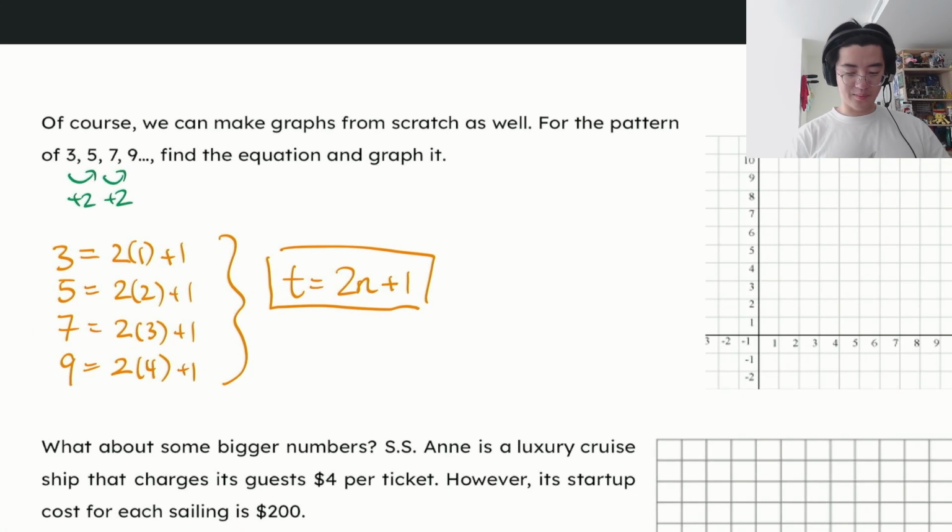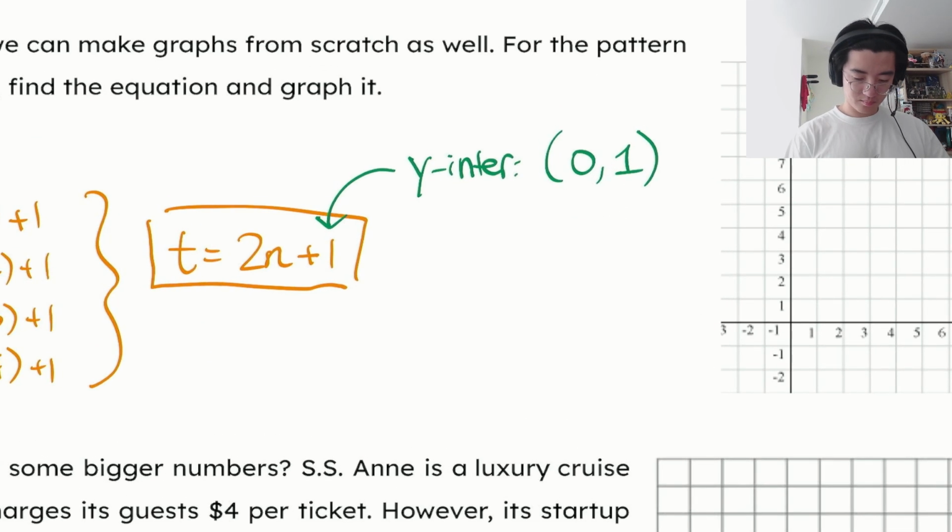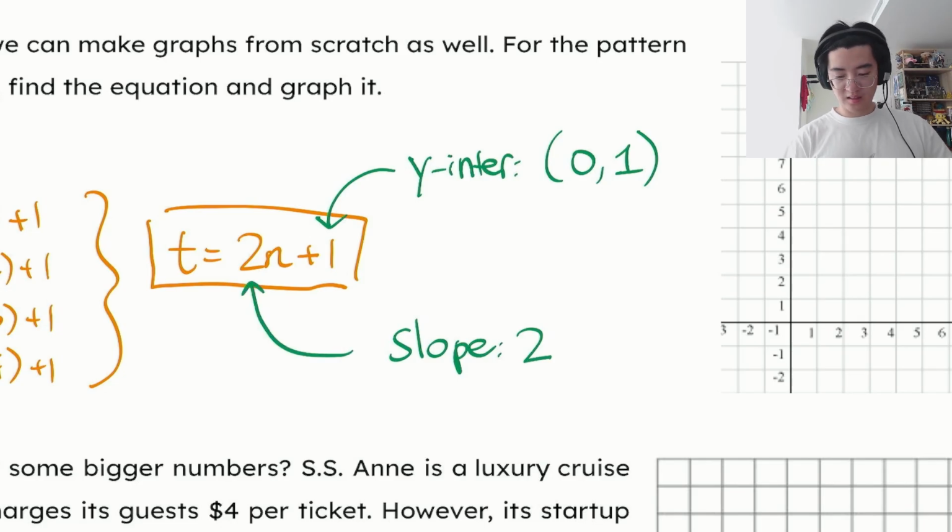That's our equation. Now let's graph this. What's our y-intercept? Y-intercept is at 0, 1. That's the number that tags along at the end. What about the slope? It's just 2. That's the number in front of our variable. Or in other words, it's 2 over 1.